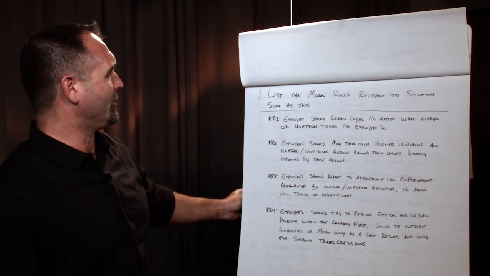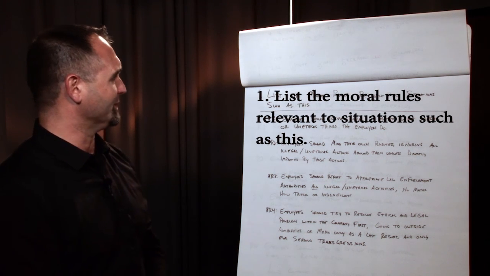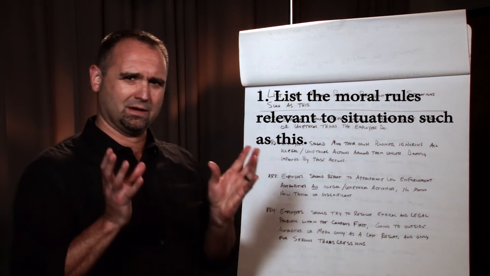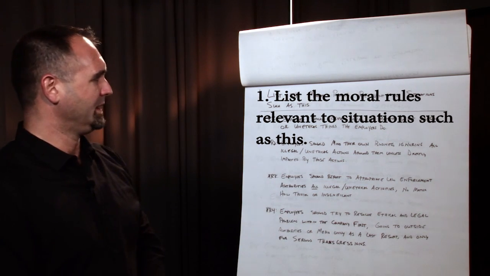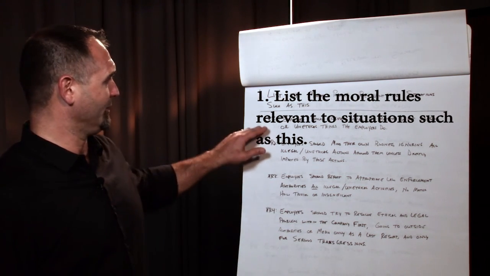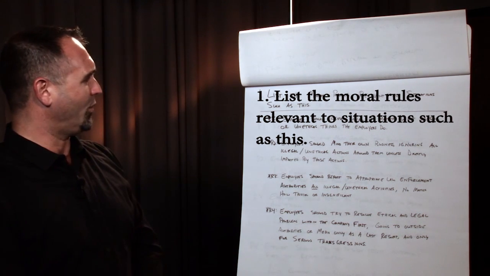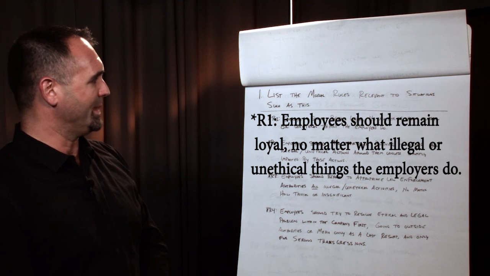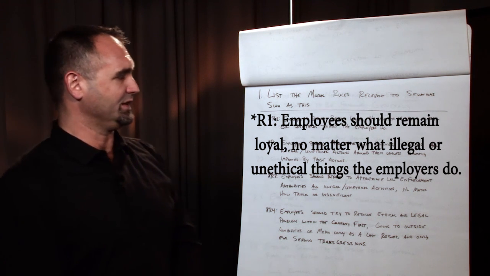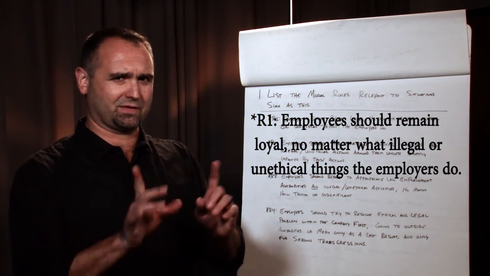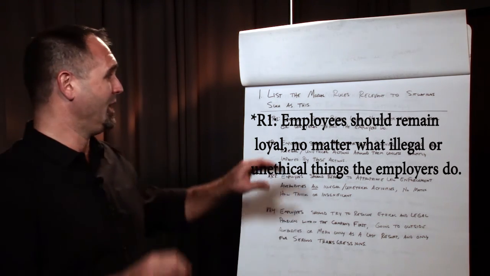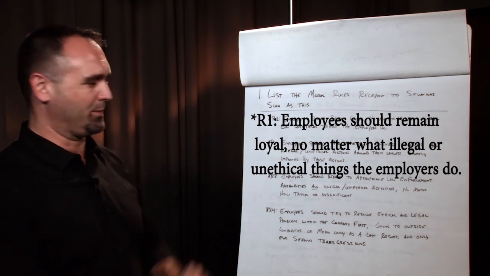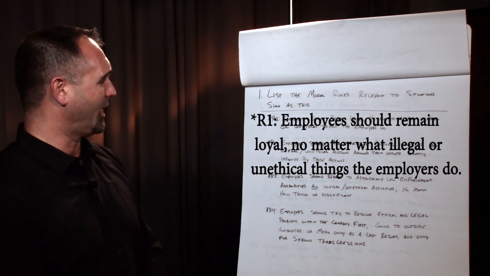So, in step one, we should list the moral rules relevant to situations such as this. What rules might we propose to look at problems like Carina's? Well, one rule that we might propose we'll call Rule 1. Rule 1 says, hypothetically, employees should remain loyal no matter what illegal or unethical things the employers do. Now notice that this isn't an option for how to solve the problem. What we're talking about is a kind of policy that we might follow, or a general rule to help us guide our actions. So the first one, R1.